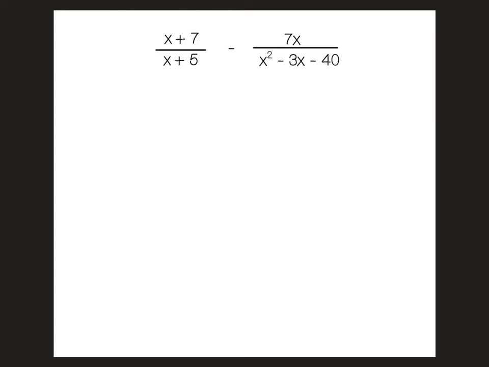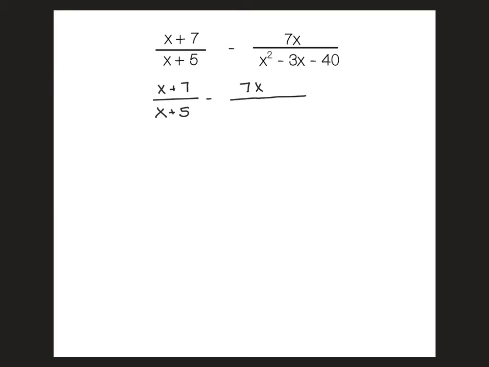In this next example, I'm going to need to factor my denominator first just to make sure if I have any matches for my LCD. The first rational expression is fully factored, but the denominator on the second one is not.